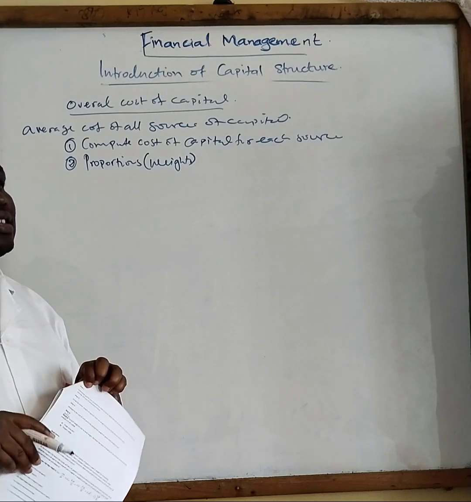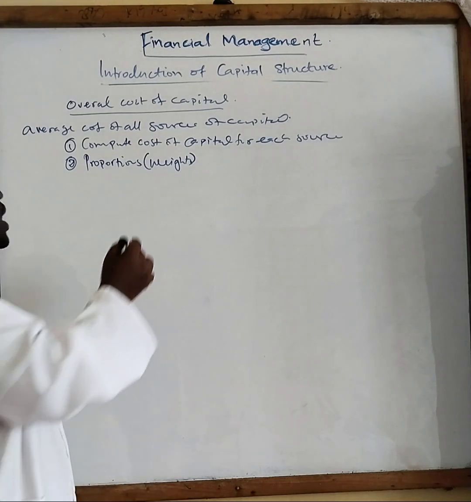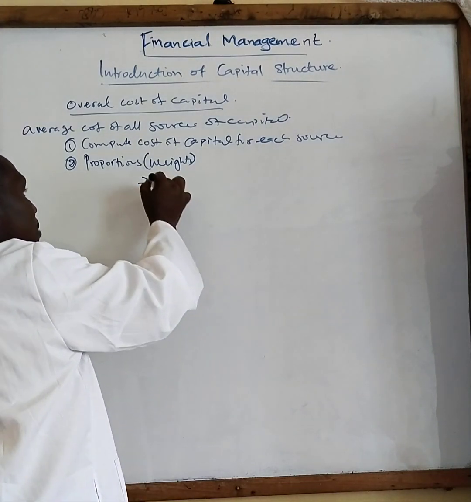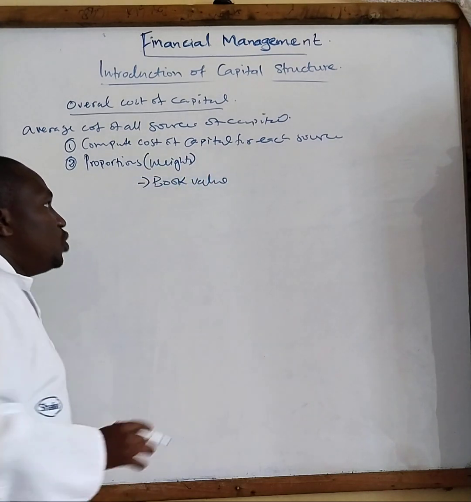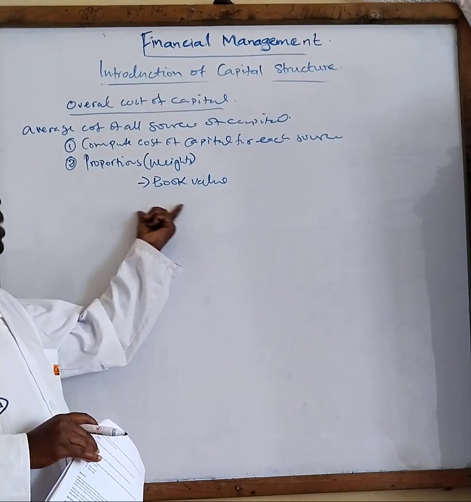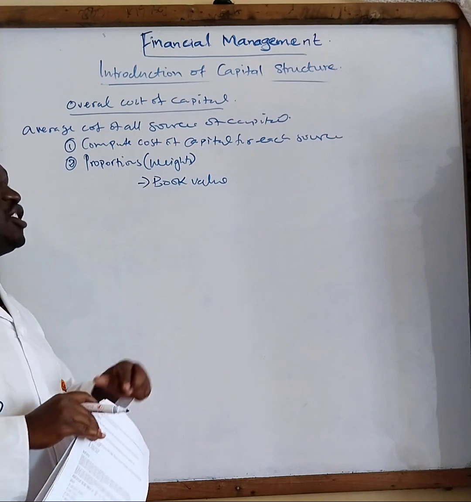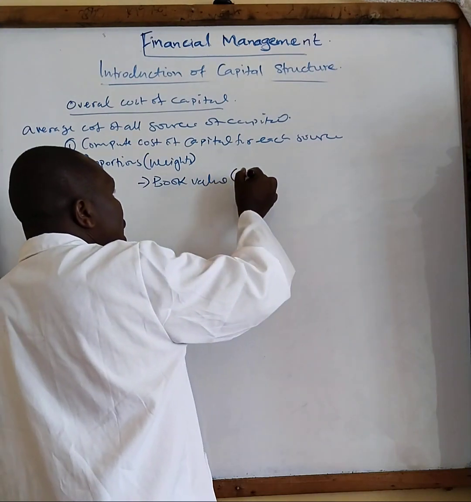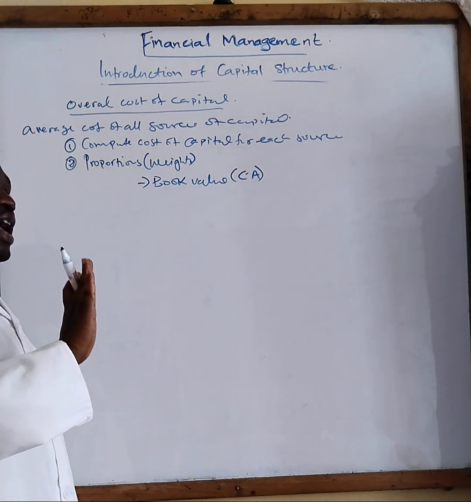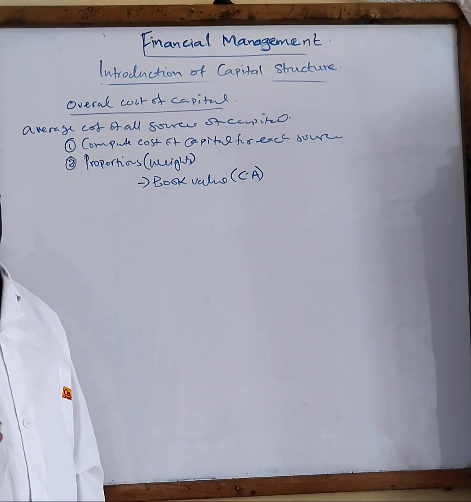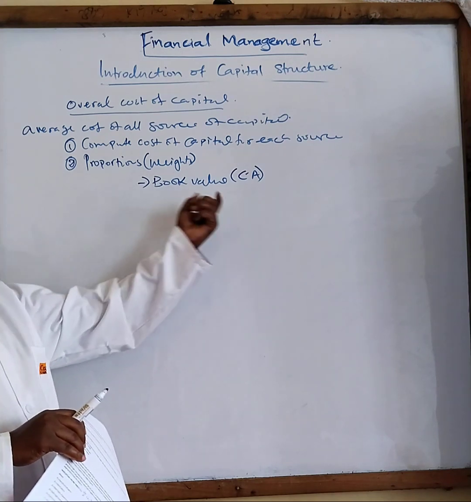The challenge is which value are we using? In this case, there are two values we can use. Value number one is book value. You can use book value of the capital to calculate the weights or proportions. When you talk about book value, we are just talking about the carrying amount or the value of this capital in the financial statements. How much is it shown in the financial statement? It's what we call book value.